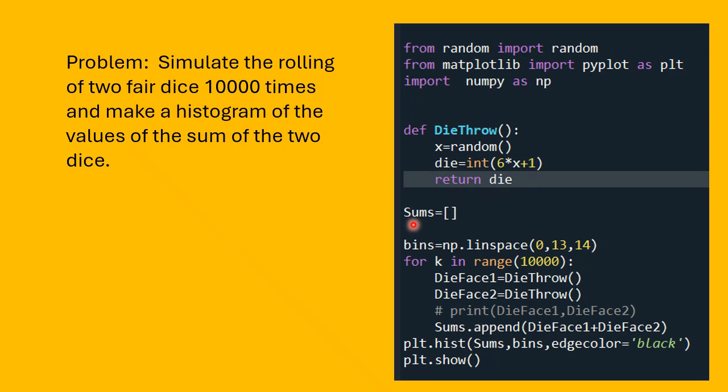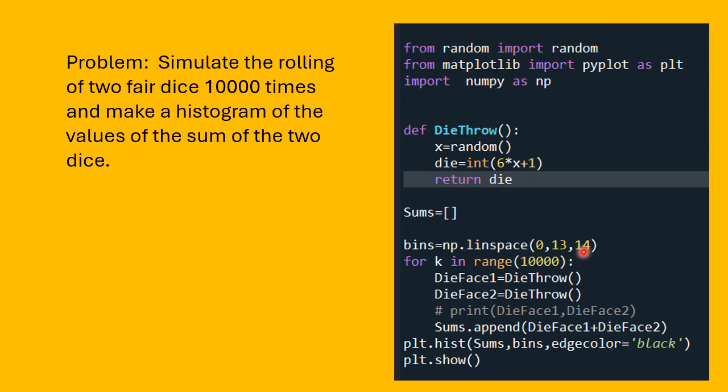Okay, so this is going to be called many times. Let's see what happens here. So in the main program, we set sums equal to an empty list. And we're going to start filling this list, appending to this list sums of two dice upper faces as we go along, 10,000 times, I guess. So let's see, bins equals np.linspace 0 to 13, and we're getting 14 values between 0 and 13.